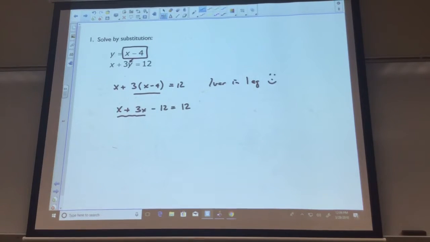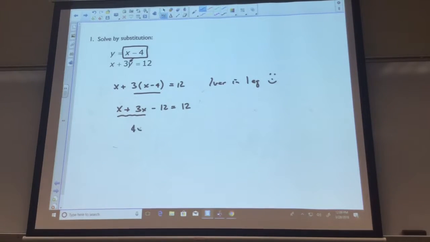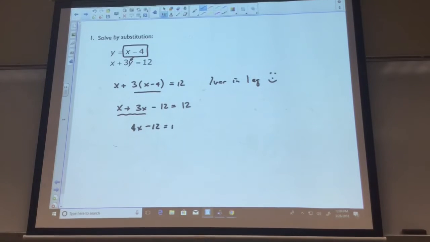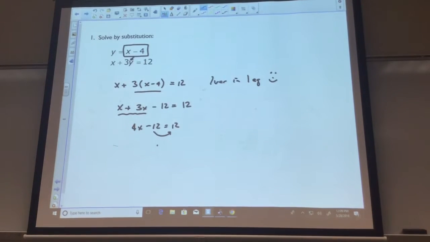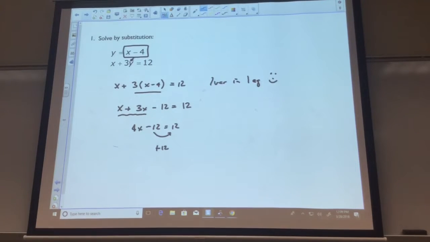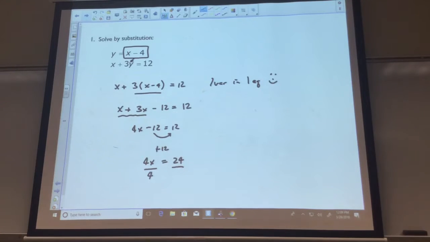Any argument with combining like terms? Any argument with transferring that negative 12 off to the other side by adding 12 to both sides of the problem? Any arguments with dividing both sides of the equation by 4? Any arguments with x turning out to be a value of 6?